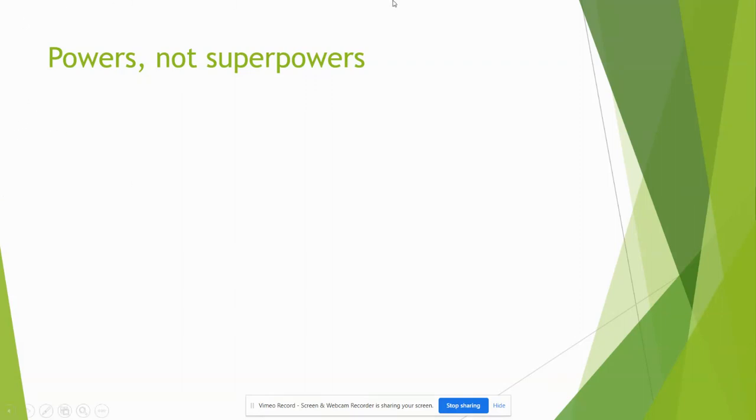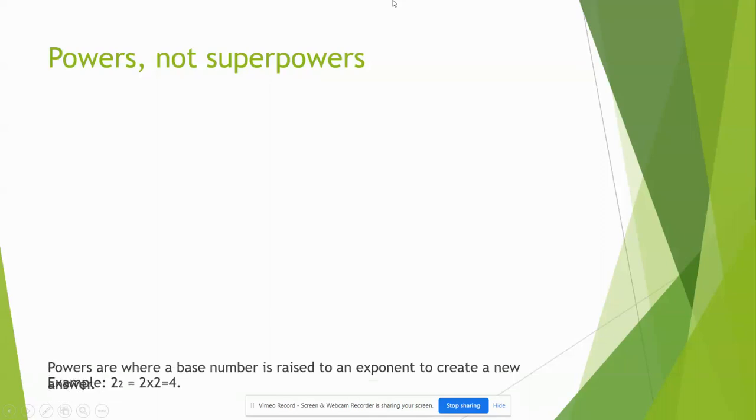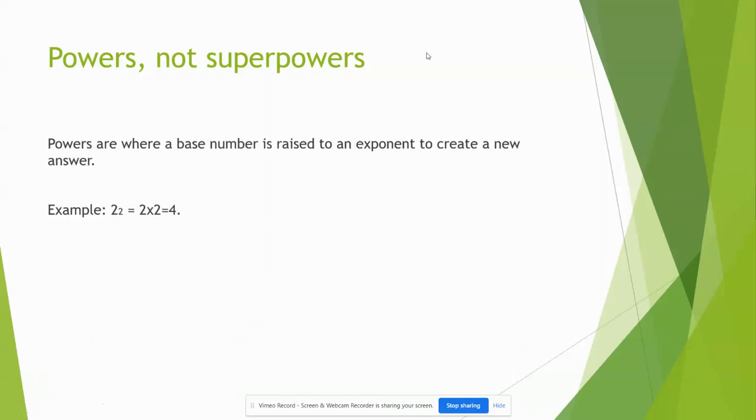They're two different things. Powers in math are where a base number, let's say in this example the 2, is raised to an exponent to create a new answer. Here's the little 2 next to it. So this here, 2 with a little 2 next to it, means 2 times 2, which equals 4.